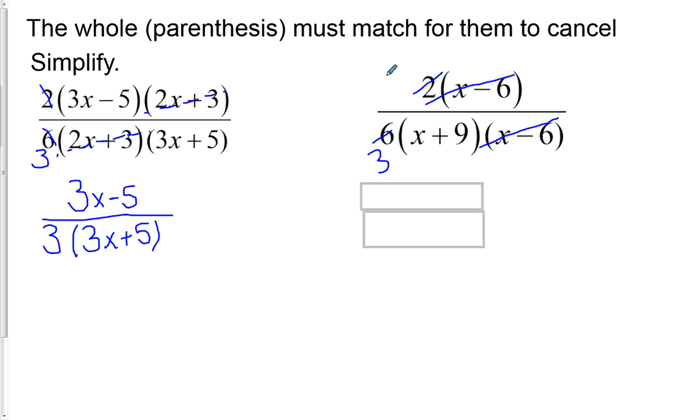And we've got nothing in the numerator, so I'm going to write a 1 up here, because when it cancels, that's 1 over 1. So you still need to write a 1 when everything cancels.